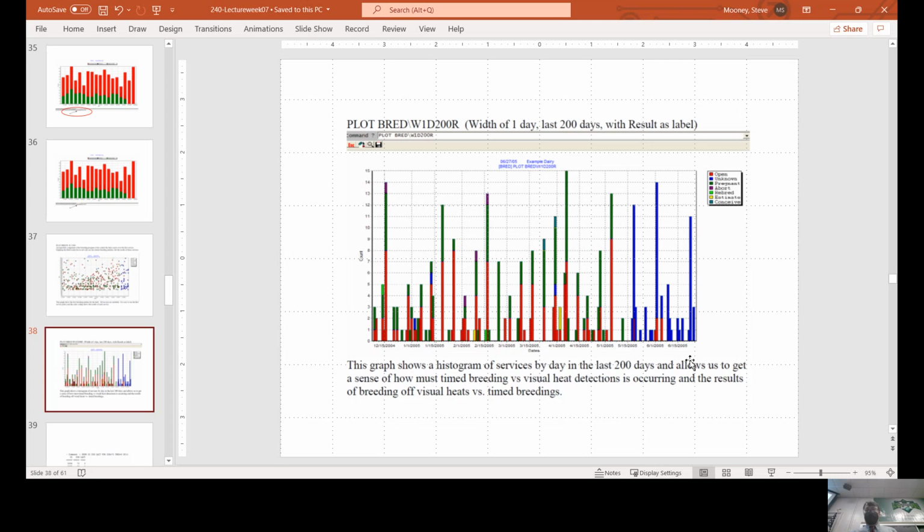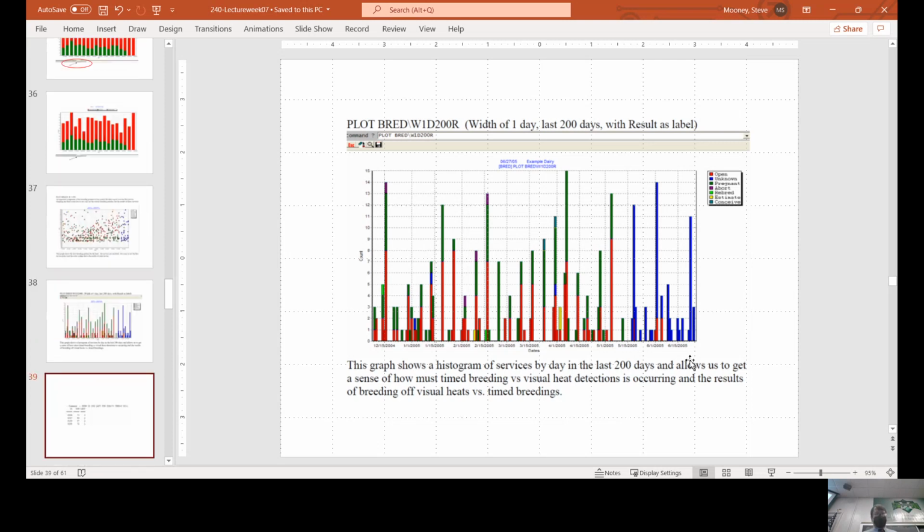So this is a graph over the last 200 days that allows us to sense how much time breeding versus heat detection has occurred, the results, breeding off time. So you're plotting everything by day, which animals are getting pregnant, which ones are not. Those spikes are usually sync days. So I find this graph a little hard to read, but it's an opportunity to learn some more nomenclature there.